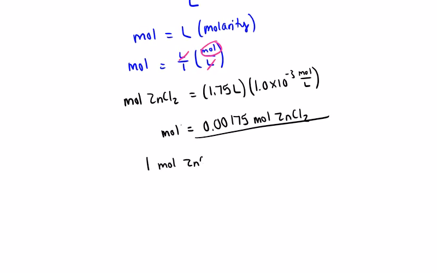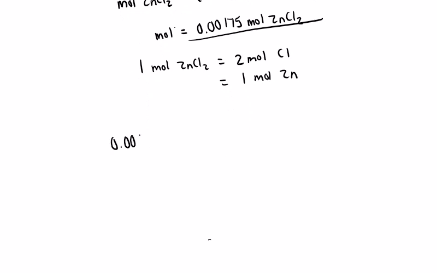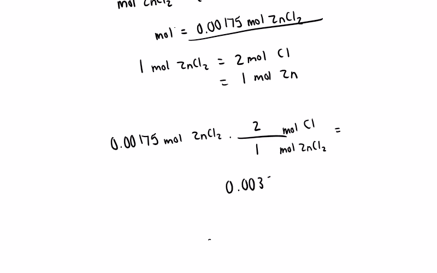Okay, so just like we started seeing in the last chapter, when I have a compound, 1 mole of ZnCl2, it's made of 2 moles of chlorine and it's made of 1 mole of zinc. This problem wants moles of chlorine, so I'm going to take my 0.00175 moles of ZnCl2 and go from moles of the whole compound to just moles of chlorine. So in 1 mole of ZnCl2, I have 2 moles of chlorine. So 2 times 0.00175 gives us 0.0035 moles of chlorine atoms.